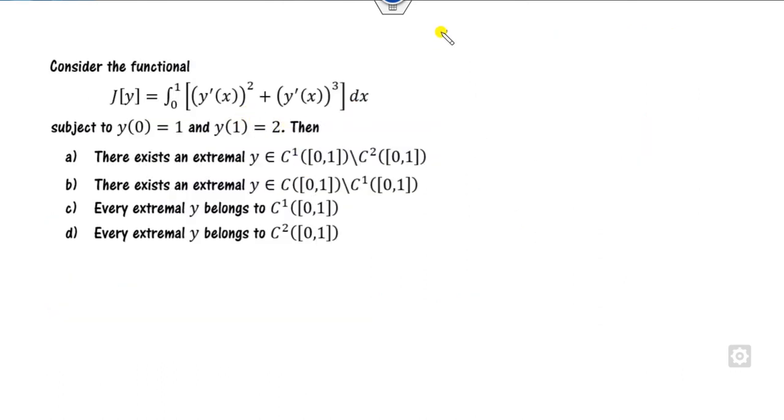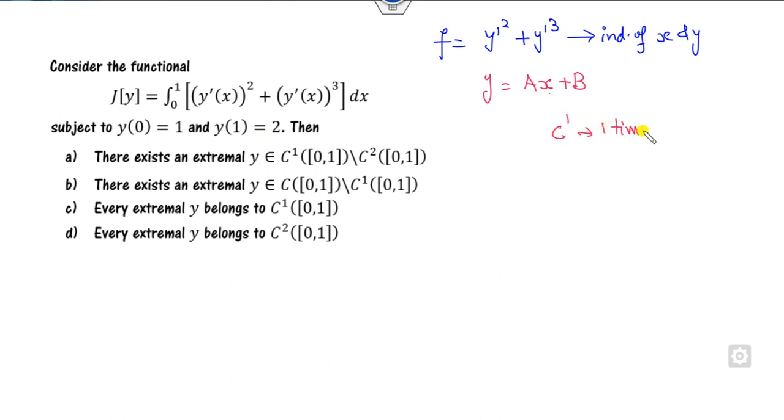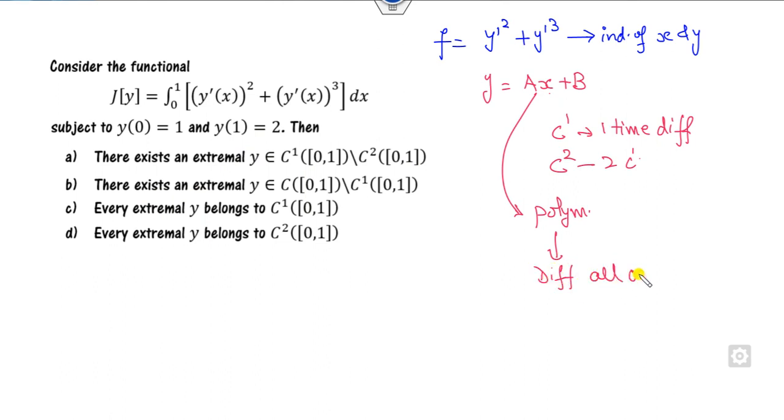Okay, look at this one. f is y dash square plus y dash cube, which is again independent of x and y. What is the solution of this y? ax plus b. Once this is extremal, what is C1? One time differentiable. C2, two times differentiable. But this is a polynomial, so it is differentiable. All the orders are there.